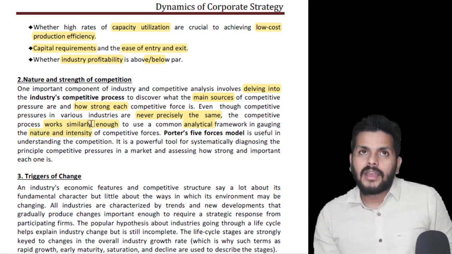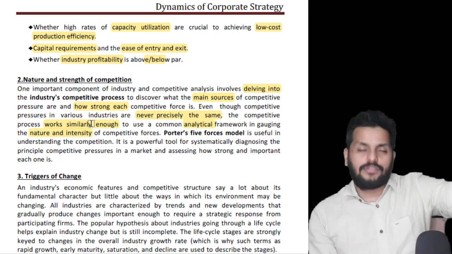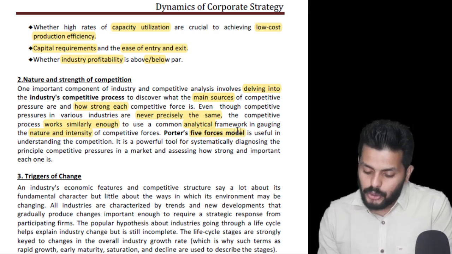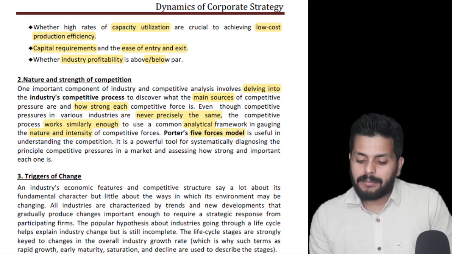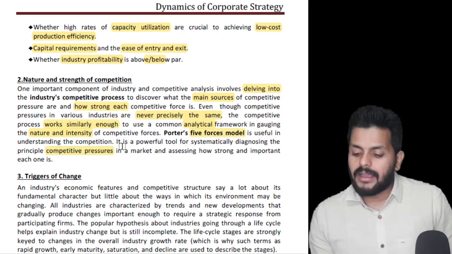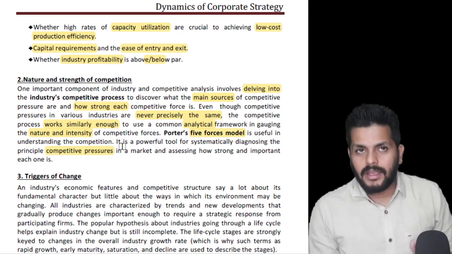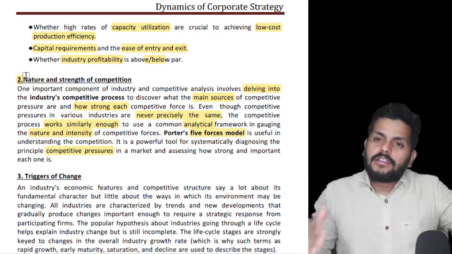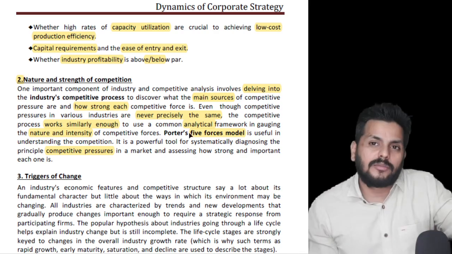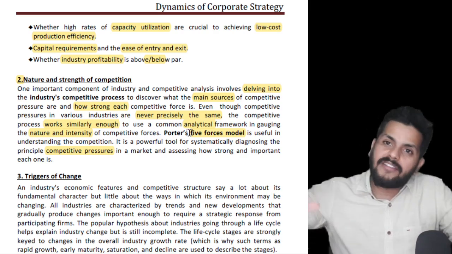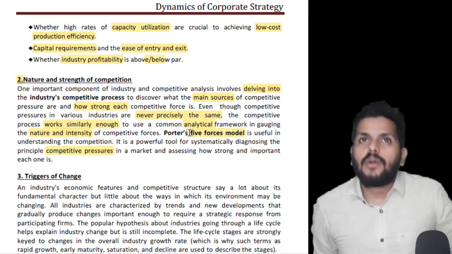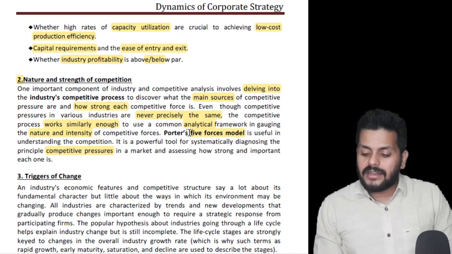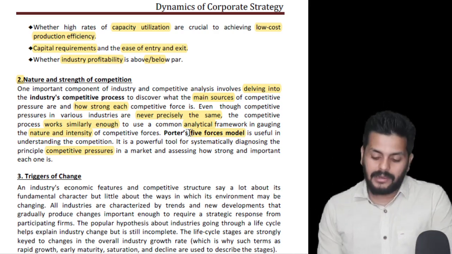Sir, how? How will you get that common framework for all industries? Michael Porter's five forces model is very useful in understanding competition. It's a powerful tool for systematically diagnosing the principal competitive pressures in a market and how strong or weak each one of them is. In other words, the second point is not elaborated much in detail, because they just told you to identify the nature and strength of competition. Porter's five forces model is a great tool. We will dedicate one class to Porter's five forces model when we reach the fifth chapter. So for now, just understand that to analyze the nature and strength of competition, we will use a technique called Porter's five forces model.